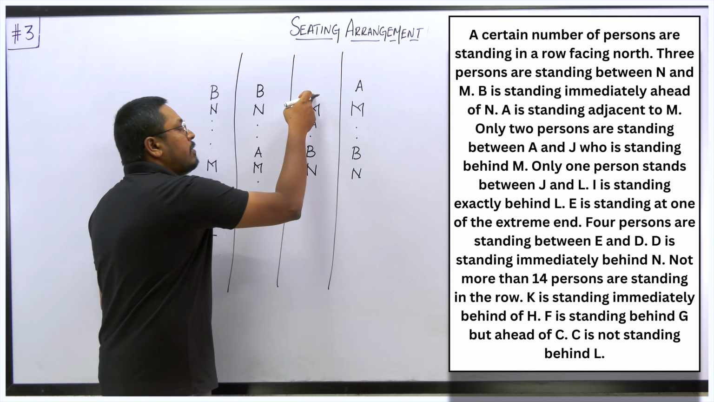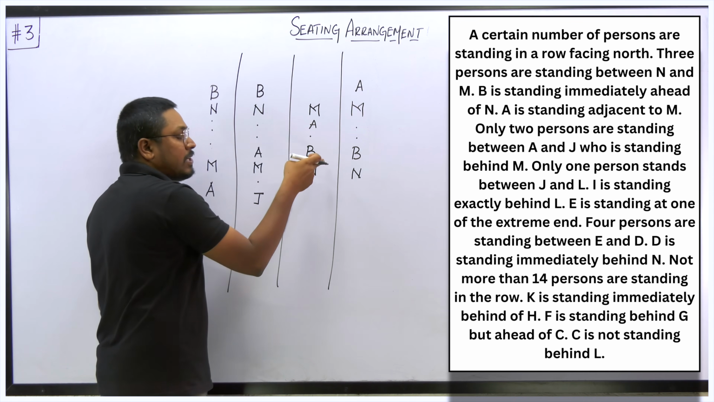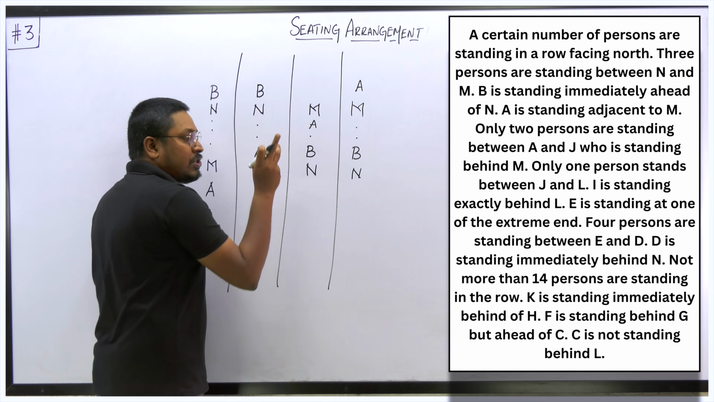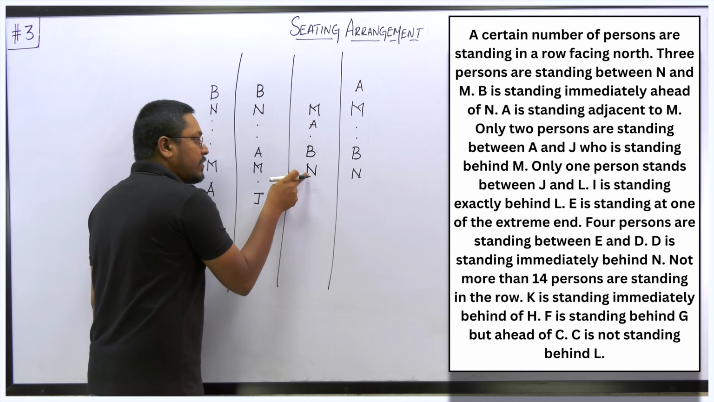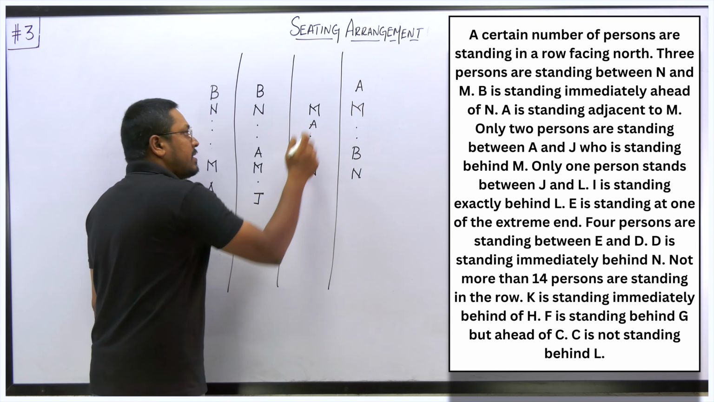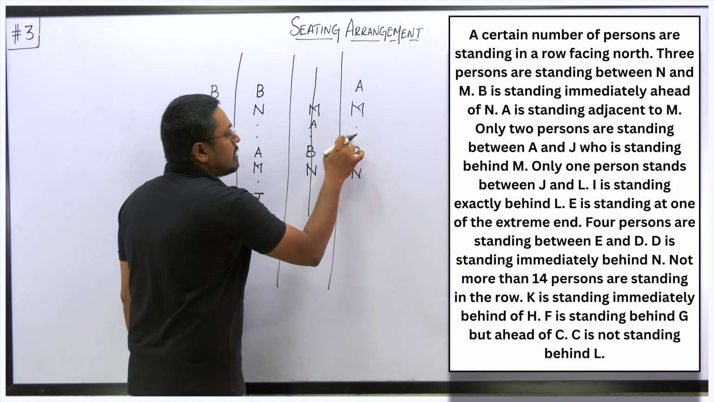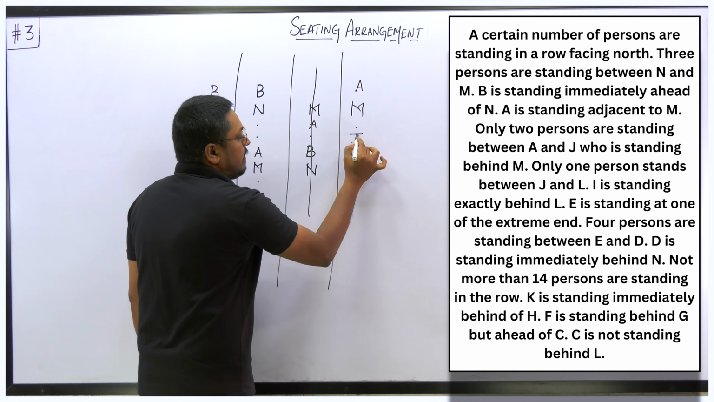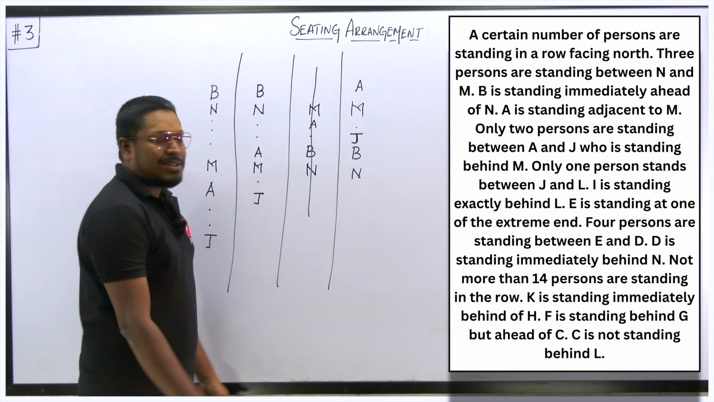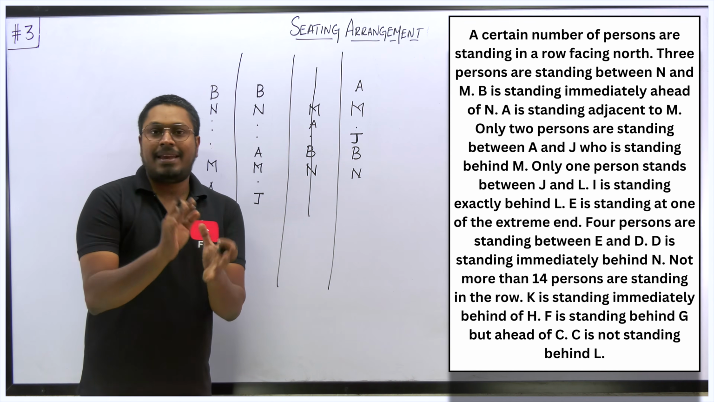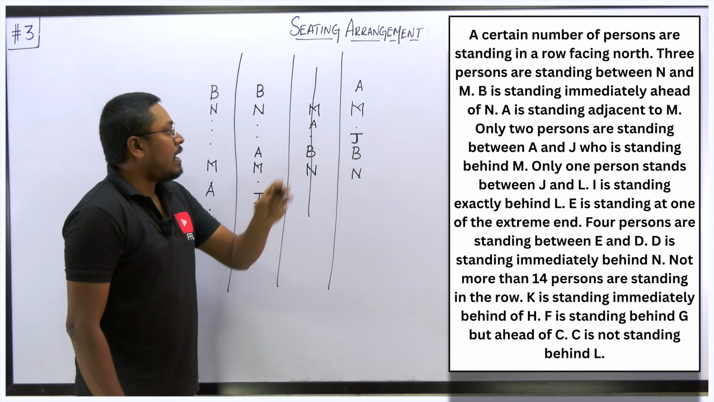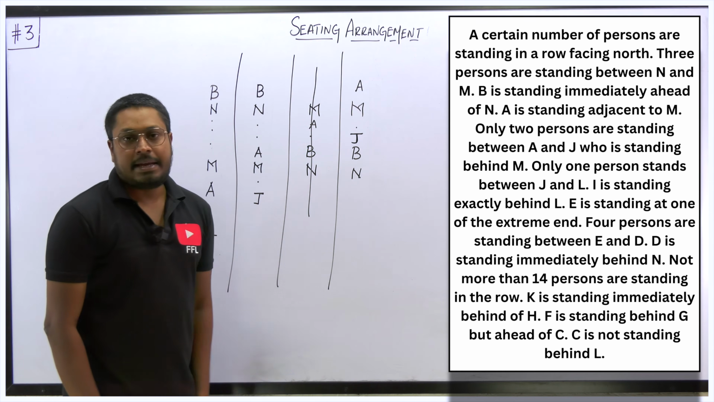So you can't place J here because M's backside should be J. So A and J, there should be a gap of 2. So 1 and 2, I should draw J here, but there is no chance, so this possible diagram is eliminated. So now 1 and 2, this must be J. So finally we are getting 3 possible diagrams, and in all the 3 possible diagrams, between A and J there is a gap of 2, and J is standing behind M, right?